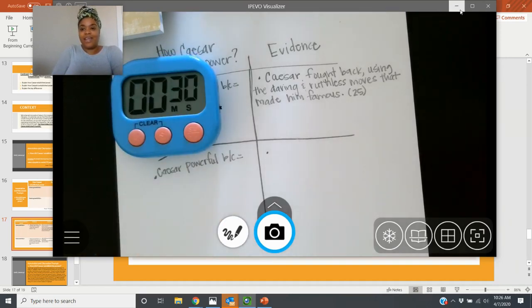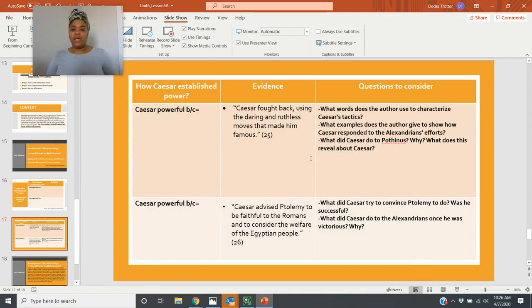All right. So now, scholars, I now want you to think. What words does the author use to characterize Caesar's tactics? What are some examples that the author gives to show how Caesar responded to the Alexandrians' efforts? And what did Caesar do to Pothinus, and why? What does this reveal about Caesar?